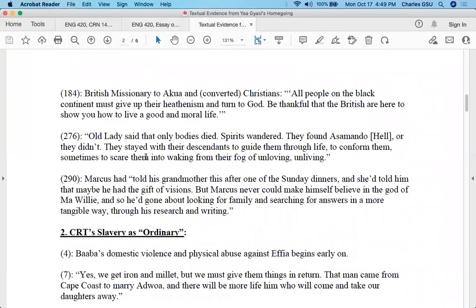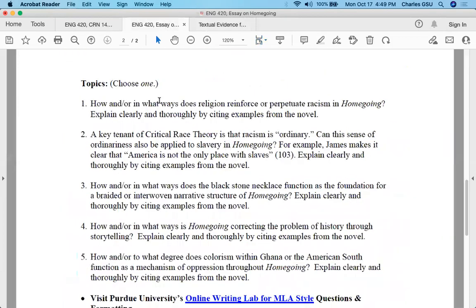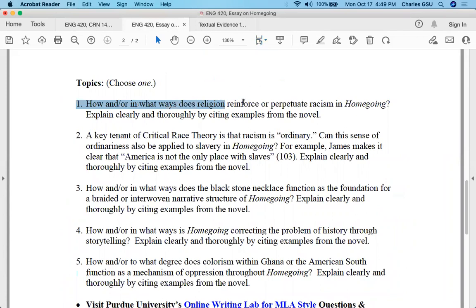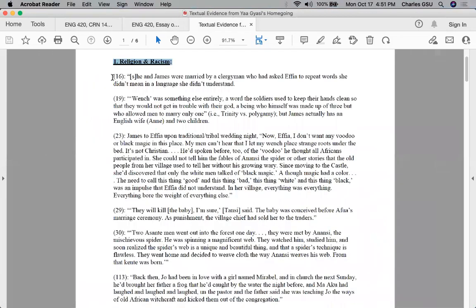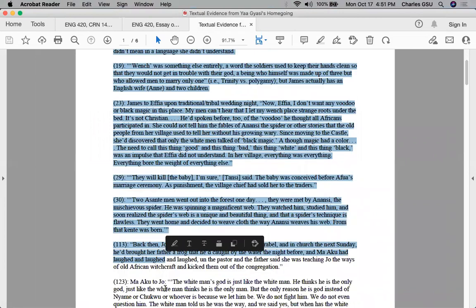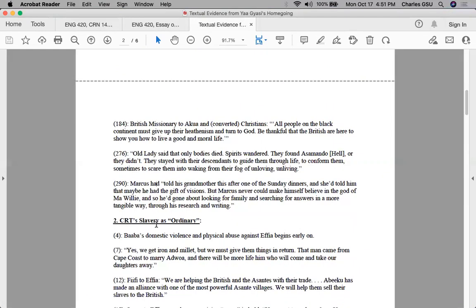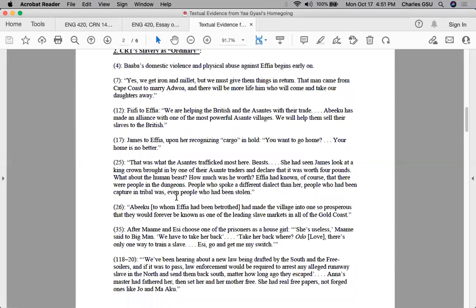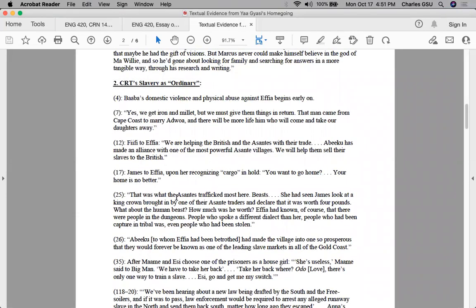So, the first one here says religion and racism, because topic number 1 asks, how or in what ways does religion reinforce or perpetuate racism in Homegoing, right? And then explain clearly and thoroughly by citing examples from the novel. Well, this whole section here are specific examples from the novel for that first essay topic. And I will, in this video lecture, walk through some of them for you, but I'm not going to do every single one because it will be an incredibly long video lecture. Again, it's already a long novel at about 300 pages.